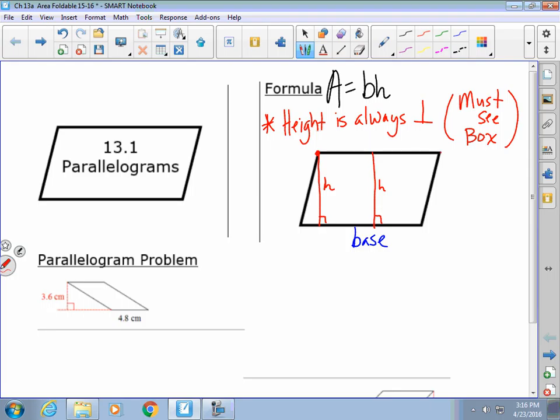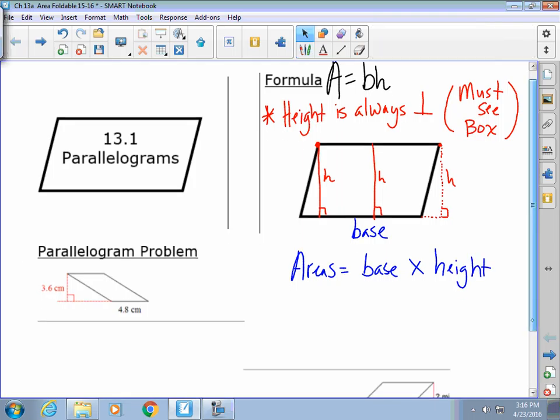And then I also talked about how you can go from a vertex, and I drew an imaginary line, a dotted line, all the way down, and I just extended my base. If that line is also perpendicular, then that could be your height. So your height can also be on the outside of the shape. Now, we also showed that area, just put it in words, is going to equal base times height.